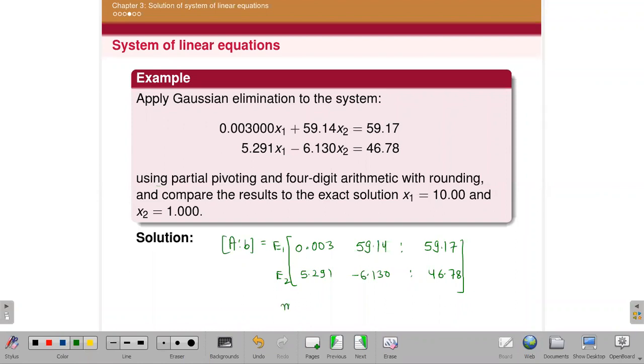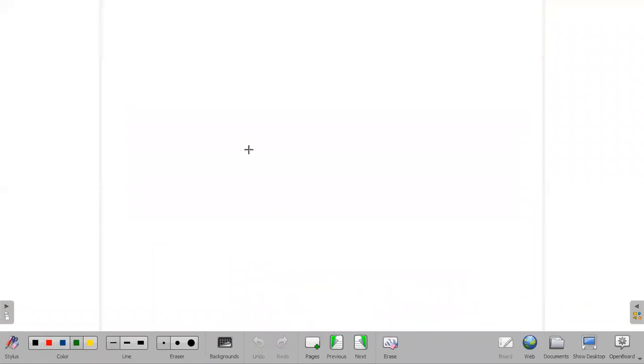So first column: pick up the largest, means 0.003 in mod and 5.291 in mod. So 5.291 is the largest, that is the A21 element. So from here you can see we are replacing the first row with the second row. If suppose it is a 3 cross 3 matrix and A31 is the largest, then you replace the first row with the third row.